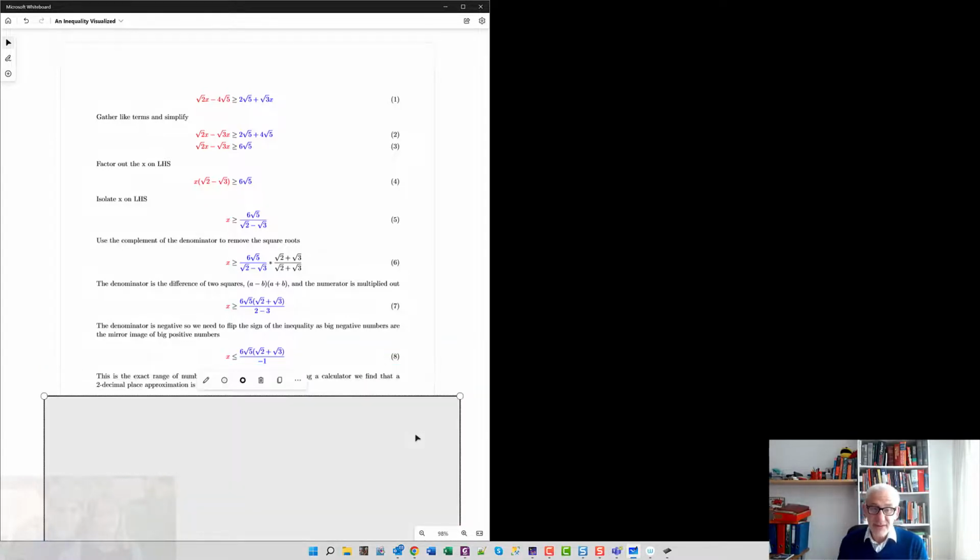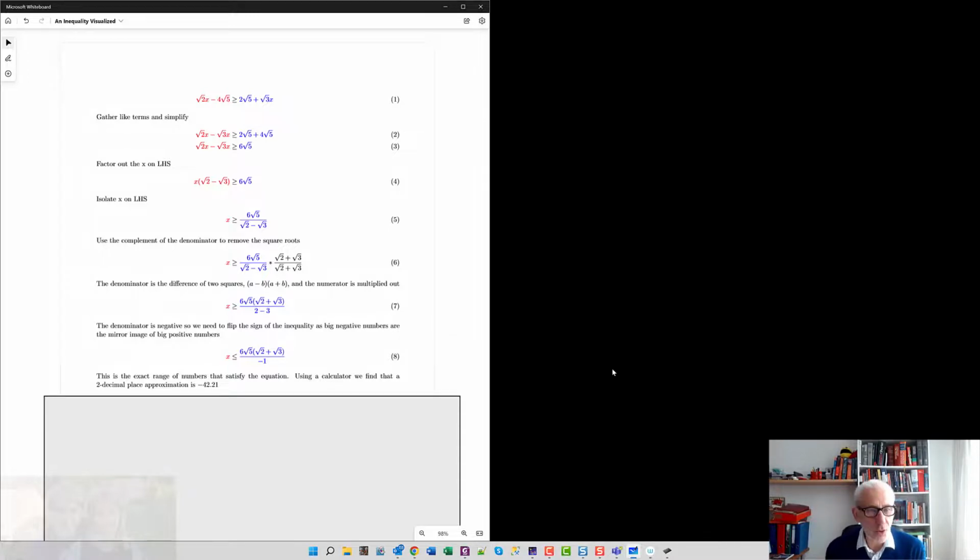Now that number there is the answer, right? We can take that set of values, 6 root 5, open brackets, root 2 plus root 3, close brackets, divided by minus 1. And we can put it into a calculator, because no one expects you to do that kind of stuff in your head. When we multiply that, what we find is that x has to be less than or equal to minus 42.21.